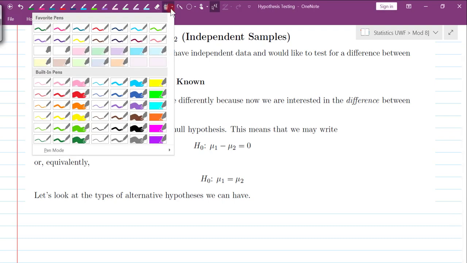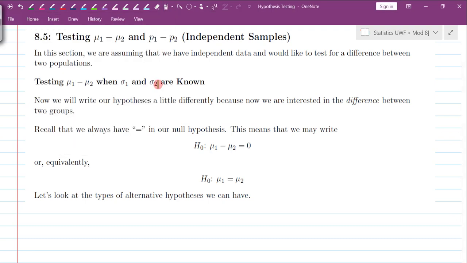The first thing we're going to be doing is talking about hypothesis testing when it comes to the difference between two means or two proportions. And the first concept is going to be independent samples. In this section, we are assuming that we have independent data and would like to test for differences between two different populations, so testing the differences between population 1 and population 2 mean. It's the first thing we're going to be talking about when sigma 1 and sigma 2 are both known.